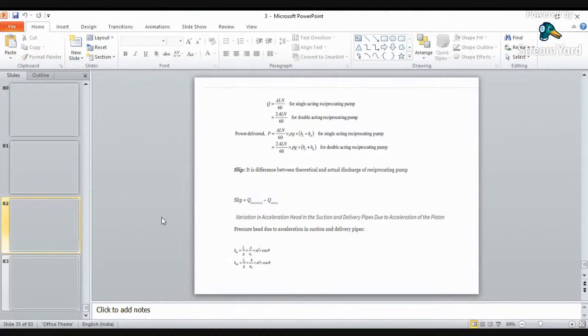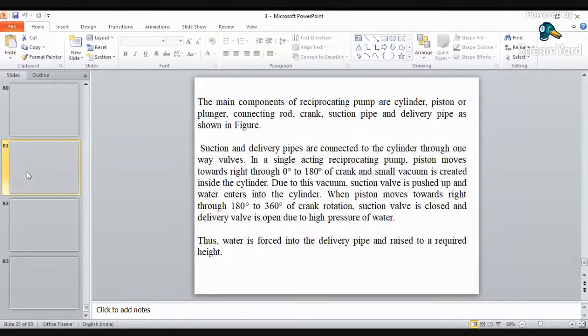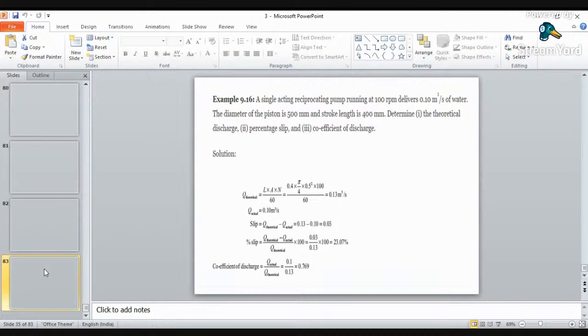So the total correction in discharge, which will be termed as the slip, can be calculated as Q theoretical minus Q actual. Q theoretical can be calculated by means of these formulas and Q actual will be found by means of practical performance. So one problem is there. We'll just go through it. A single acting reciprocating pump running at 100 rpm delivers 0.1 meter cube per second of water. The diameter of the piston is 500 mm and the stroke length is 400 mm. Determine theoretical discharge, percentage slip and coefficient of discharge.